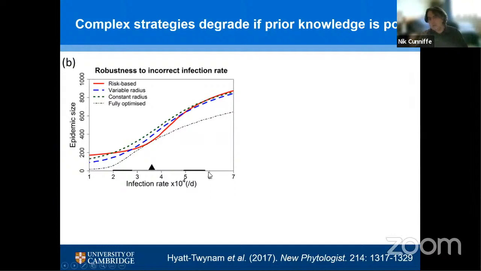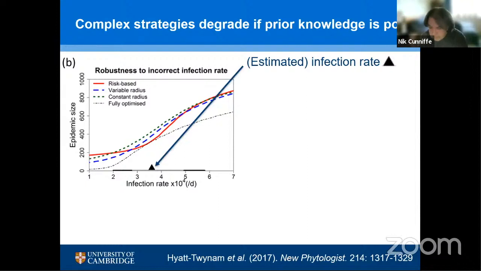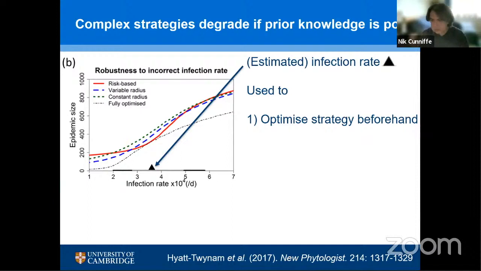What would happen depends upon the estimated infection rate and the influence that your prior knowledge has upon the whole process. That initial, prior knowledge of what you think the infection rate is at the time you start your control is used for two things. It's used to do the optimization of the control strategies. To talk about the best constant radius control, you have to do an optimization process over possible radii and then go ahead and use that. That's what was used in the constant radius control.